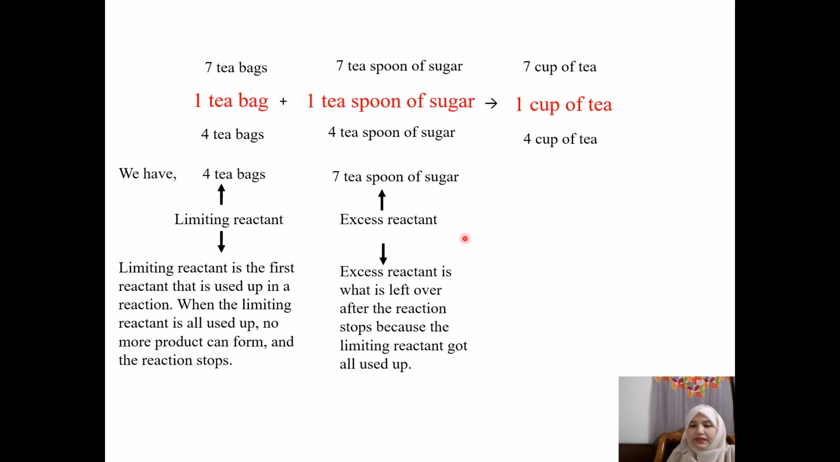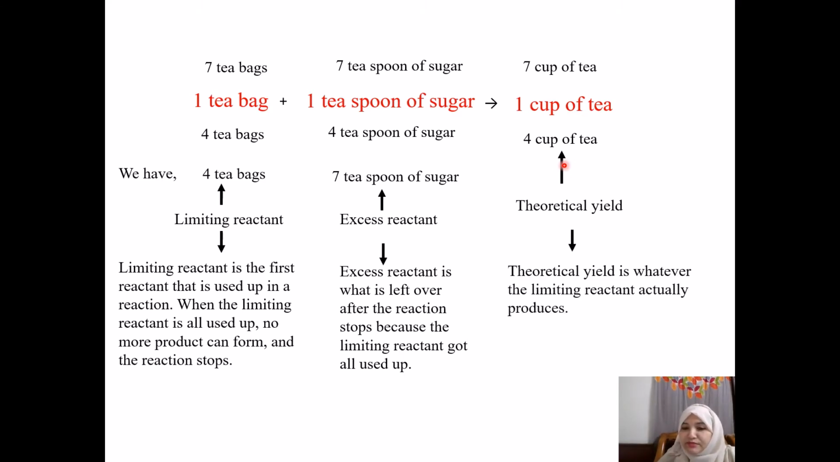Okay, using this limiting reactant, we get this product. Using 4 tea bags, we get 4 cups of tea, and this amount of product is known as the theoretical yield. That means the theoretical yield is whatever the limiting reactant actually produces.